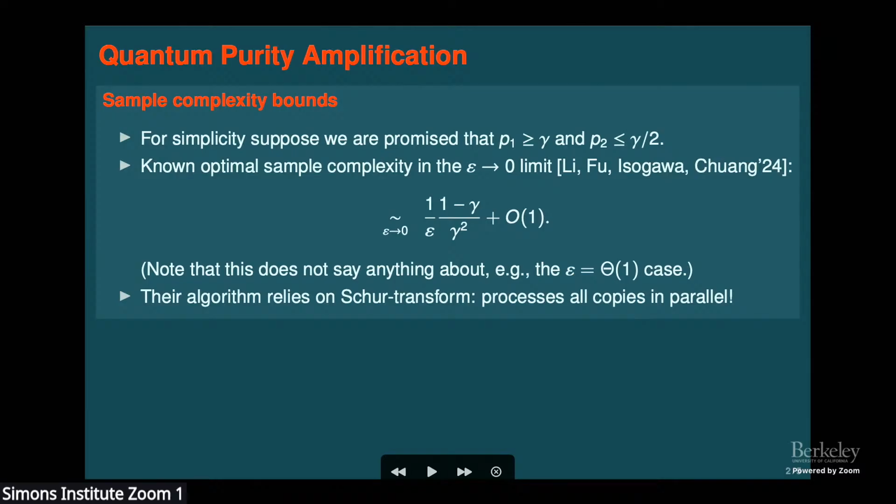And the algorithm that achieves this, and the arguments, rely on the Schur transform, and that means that they are processing all copies in parallel. And that's very undesirable, because it would mean that you would need to keep a lot of these resource states in your memory in the protocol, and that would not be so nice.